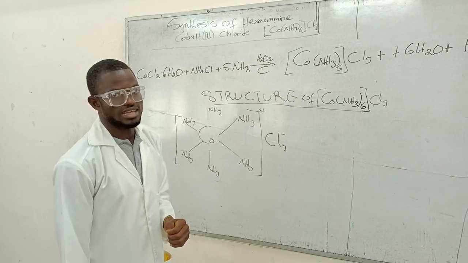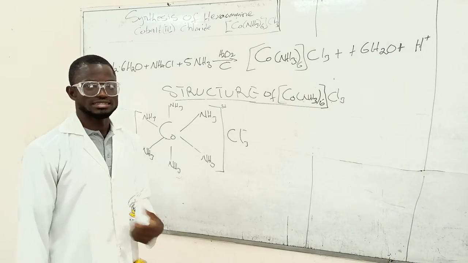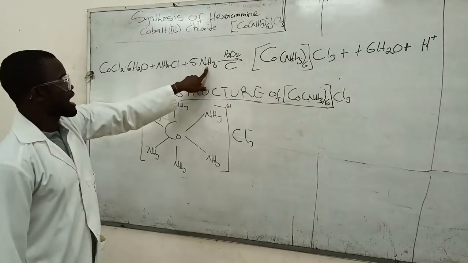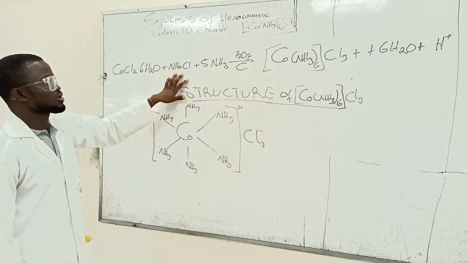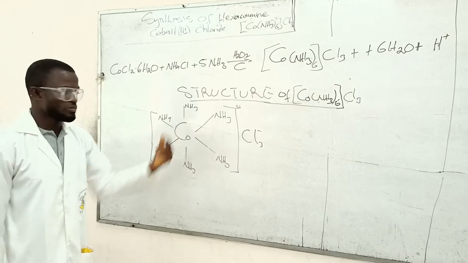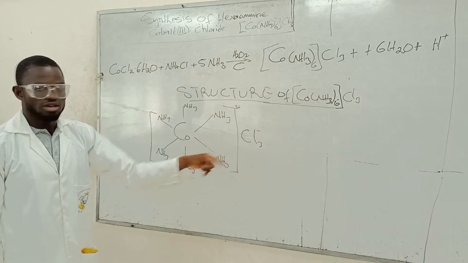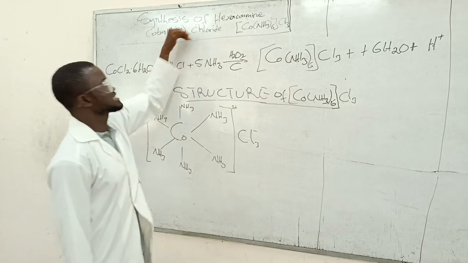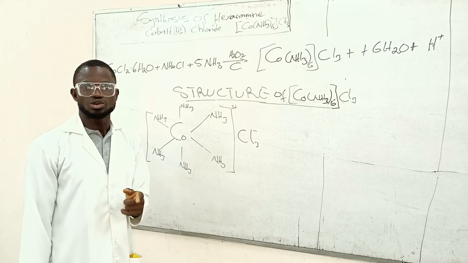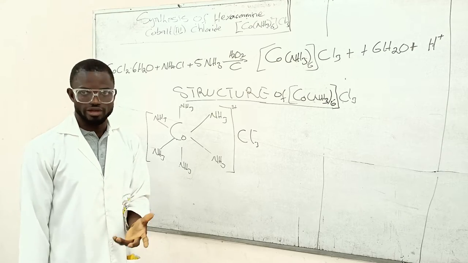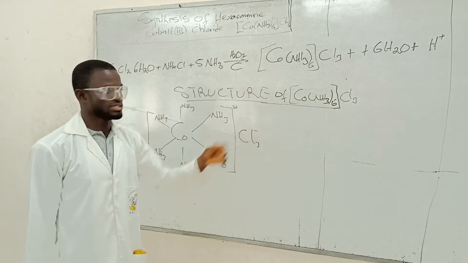Then hydrogen peroxide is the oxidizing reagent. It is an oxidizing reagent in the sense that when you add ammonia to cobalt 2 chloride in the presence of ammonium chloride and activated charcoal, it forms hexaammine cobalt 2 chloride. But we are interested in forming hexaammine cobalt 3 chloride. So we now need to oxidize the cobalt 2 complex to the cobalt 3 complex. And that is why we add the hydrogen peroxide.